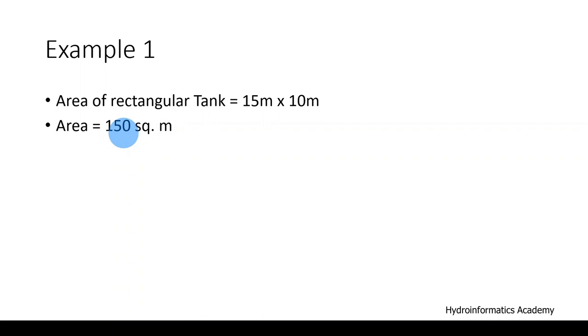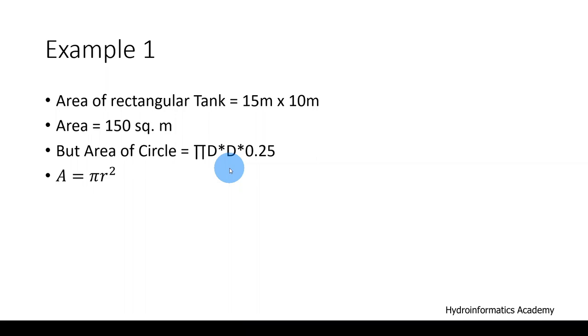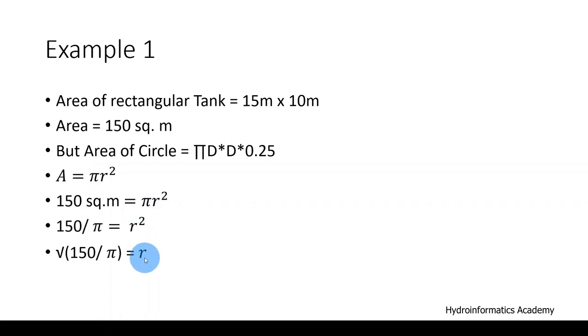We all know that the area of a circle is pi d squared over 4 or pi r squared. Those are the formulas that we can use to find the area of the circle. So what we need to do is take this area here, which is 150, and equate it with our circle. For this second formula, we take 150 equals pi r squared. Again, we just make r the subject.